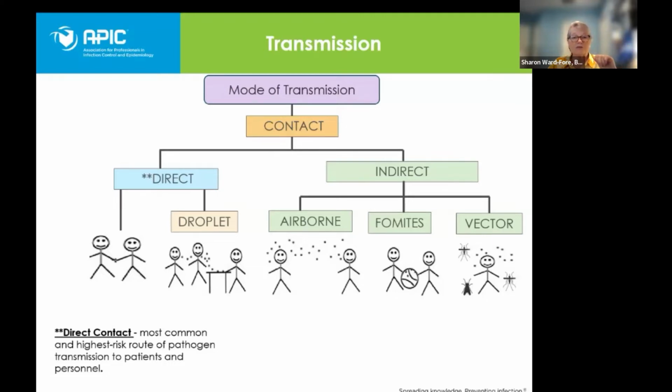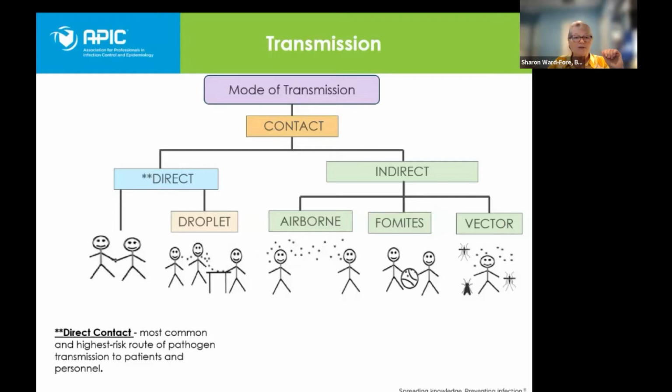Next, we have indirect contact, and that's when pathogens are transferred between people by a contaminated intermediate person, object, or environmental surface. There is no direct person-to-person contact. So indirect includes airborne, which are infectious agents carried by dust or very small droplet nuclei that travel farther than droplets, and they can remain suspended in the air for long periods of time, where they're distributed by airflow and inhaled. So some diseases spread by airborne transmission are chickenpox, measles, tuberculosis, and COVID-19.